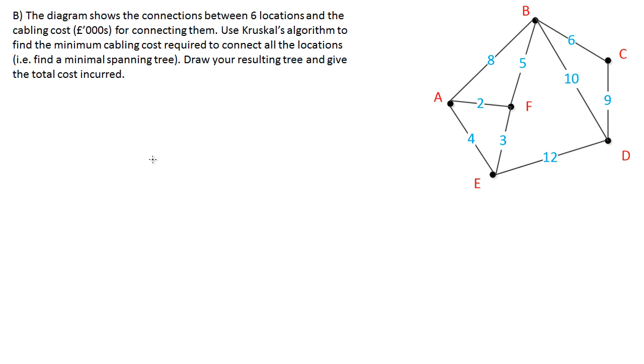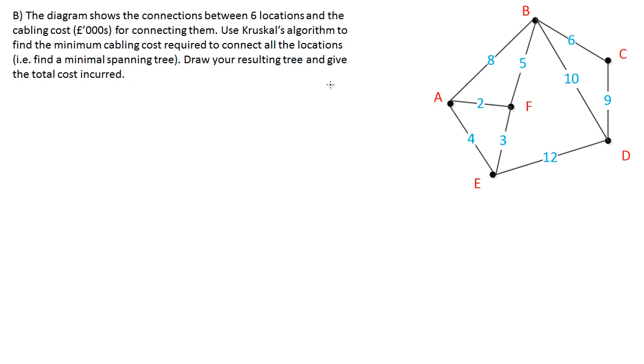Now, this question is based on graph theory, and the question is the following. The diagram shows the connection between 6 locations and cabling costs in thousands of pounds for connecting them. So we have 6 locations, A, B, C, D, E, and F, and this number here is 1,000 pounds for the connection. Use Kruskal's algorithm to find the minimum cabling cost required to connect all the locations. It tells us to find a minimal spanning tree, draw the resulting tree and give the total cost incurred.